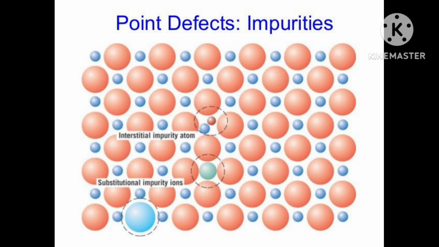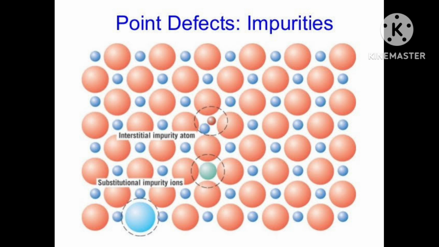Then this I have told about the metal excess defect. Metal excess defect is due to the presence of extra cations at interstitial sites. I already told you that this happens due to the excess cations. So the metal excess defect due to the presence of extra cations at interstitial sites, that I am telling you.